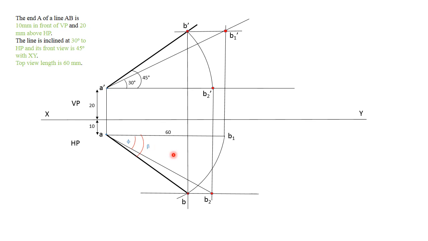And the true length, so what will be the true length? The true length is A dash B1 dash, or the true length can also be A and B2, both of which will be equal. So the length from A dash to B1 dash will be your true length, and the other results are the true inclination phi and apparent inclination beta. So that's what I've mentioned here. True length is A dash B1 dash, true inclination with the vertical plane is phi, and apparent inclination with the vertical plane is beta.